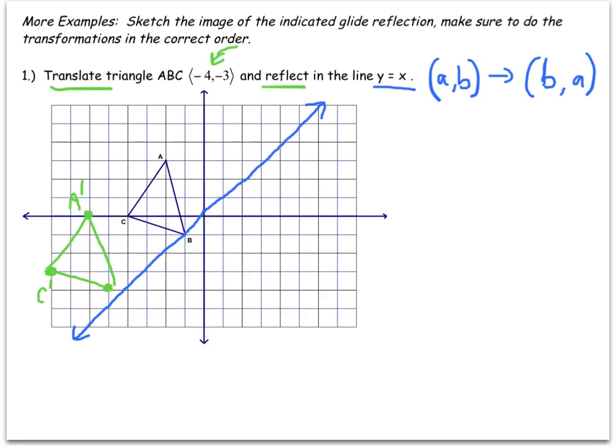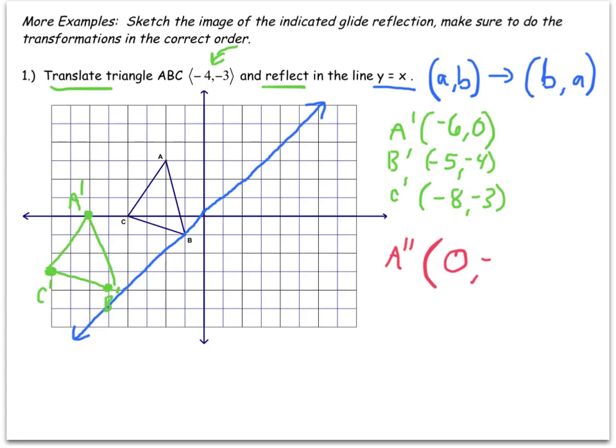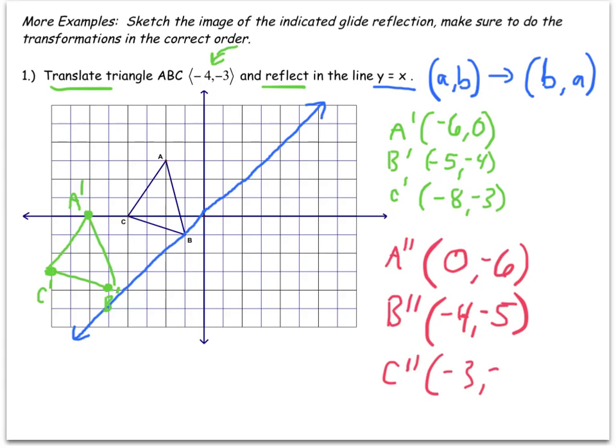I find it helpful to first find our A prime, B prime, and C prime coordinates. A prime being negative 6, 0. B prime negative 5, negative 4, and C prime negative 8, negative 3. By listing it that way, now it's a lot easier to actually plot the others because I'm just reversing the points. A double prime, swap the 2, 0, negative 6. B double prime, swap the 2, negative 4, negative 5. And finally, C double prime, again swapping, negative 3, negative 8.